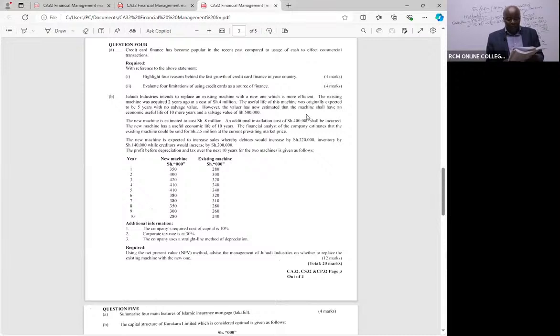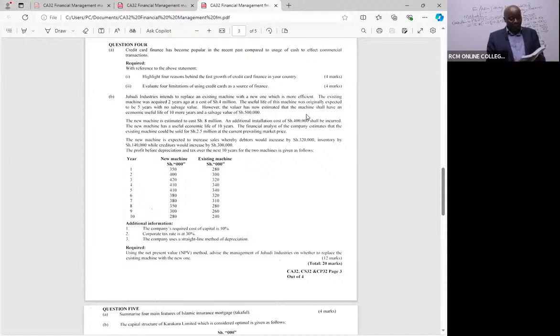The new machine is estimated to cost 8 million. An additional installation cost of 400,000 shall be incurred. The new machine has a useful economic life of 10 years. The financial analyst of the company estimates that the existing machine could be sold for 2.5 million at the current prevailing market price. The new machine is expected to increase sales, whereby debtors would increase by 320,000, inventory by 140,000, creditors would increase by 300,000. The profit before depreciation and tax over the next 10 years of the 2 machines is given as follows.